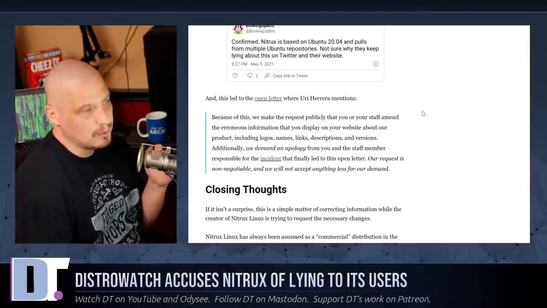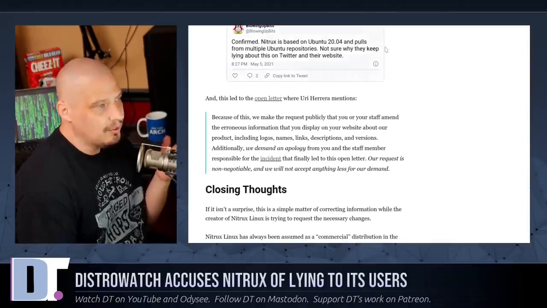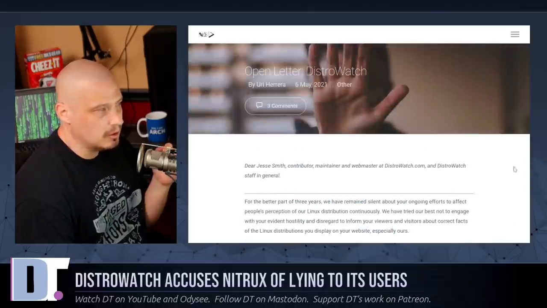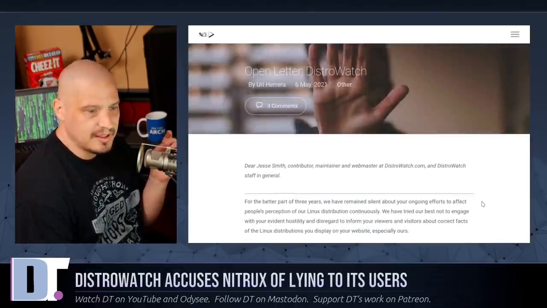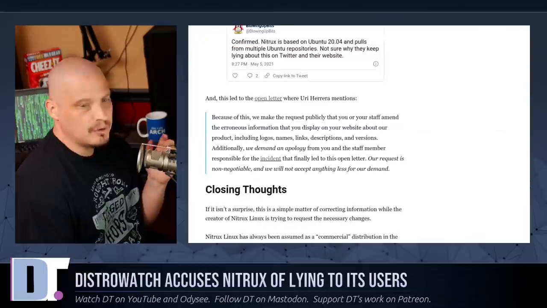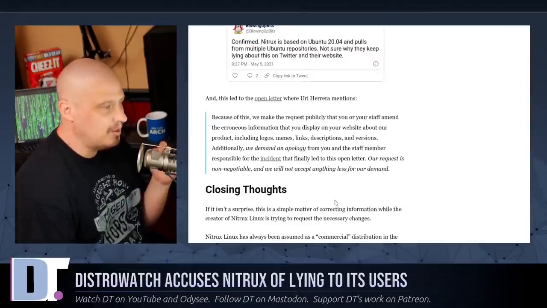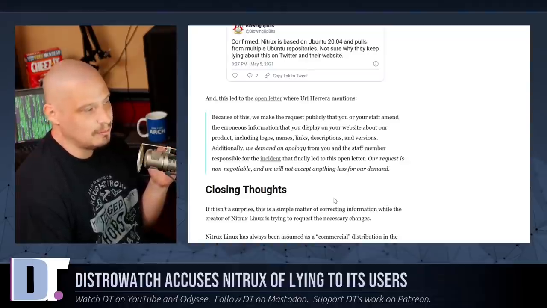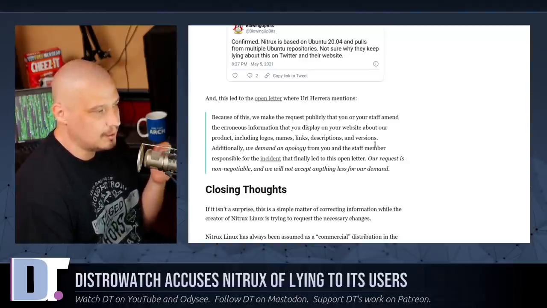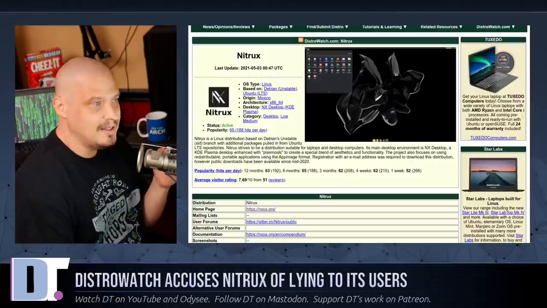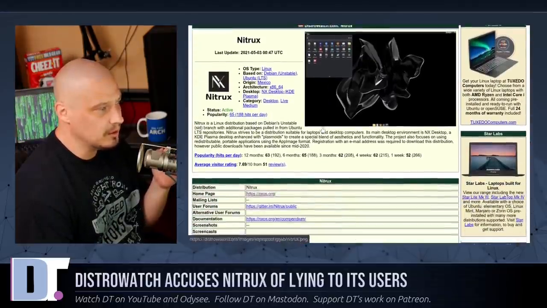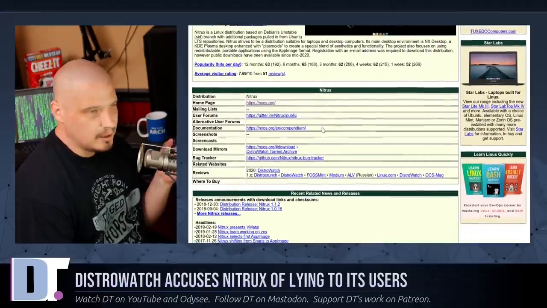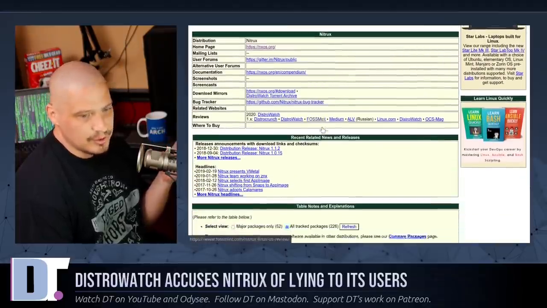So this article from It's FOSS is actually, the reason they wrote this is because the Nitrux team posted an open letter over at the Nitrux website, which is nxos.org. I had just read the segment where Yuri was demanding an apology and wants them to correct misinformation about names, links, descriptions, and versions. I did notice on DistroWatch, it's very weird, because Nitrux just had a new version a couple of days ago. 1.4, I believe, was the new version.